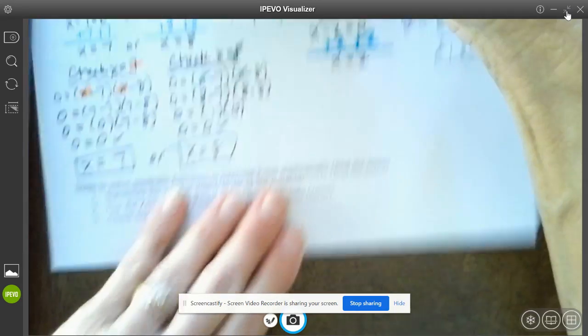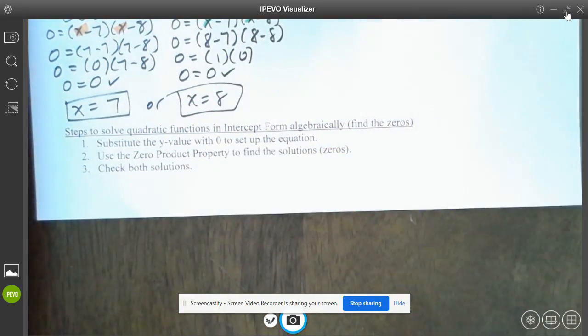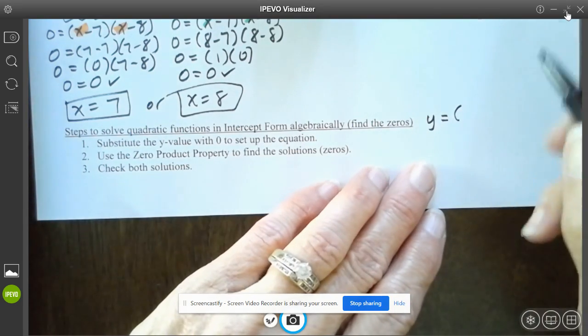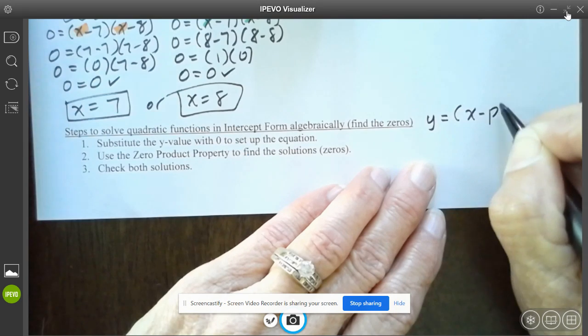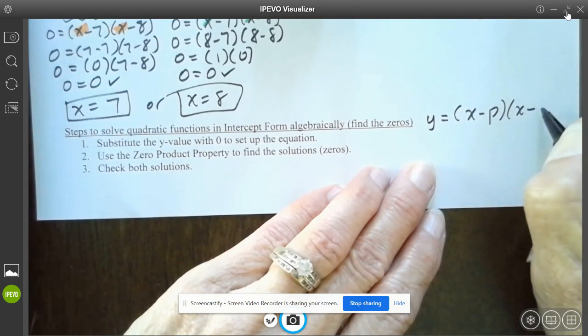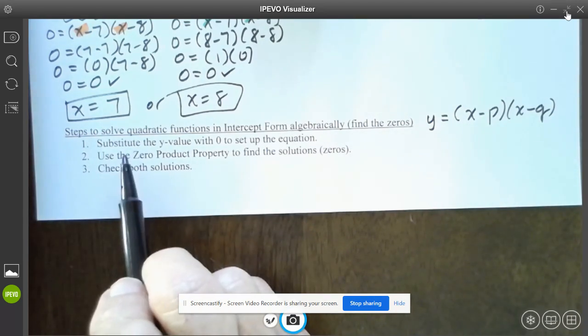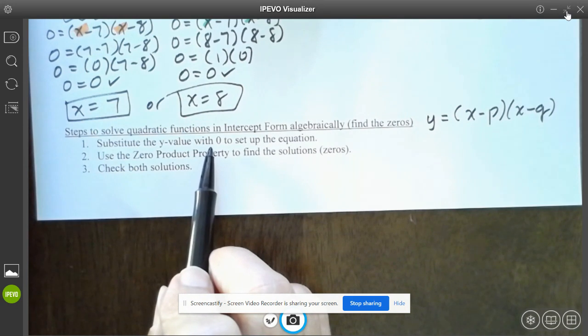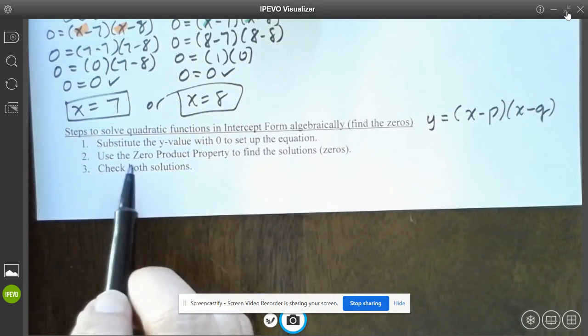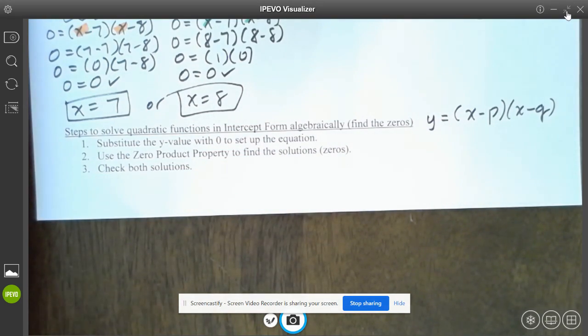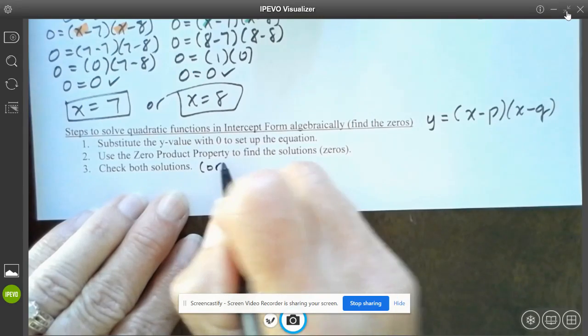And down at the bottom here, I just want to summarize how you solve a quadratic function in intercept form. Intercept form is when it looks like the product of two binomials. This is intercept form with just letters. That's intercept form. It's the same thing as factored form. What you do is you substitute the y value with 0 to set up the equation. Then you use the zero product property to define the solutions, and then you check both solutions, or the one solution.